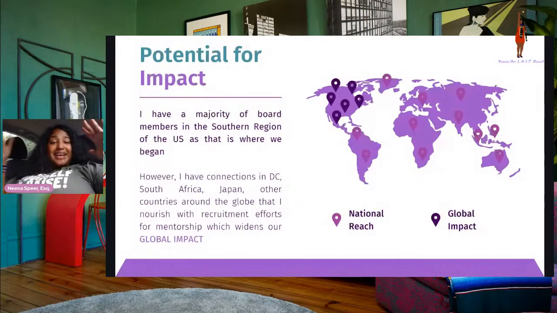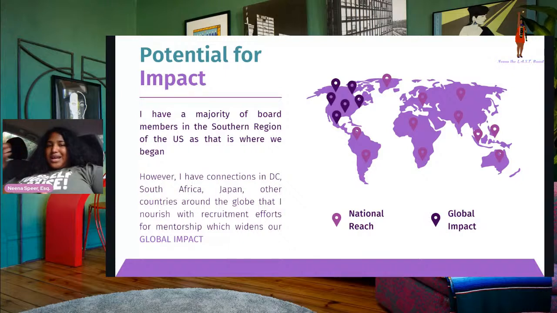Okay. Connections need to be global so you can have a global impact. National reach is good, but I want you to start thinking about the potential for impact. You at least need 3 people in the state in which you're incorporated, which is why a majority of my board is here in Alabama. Okay. But you have the potential to bring in the best and brightest minds of their time.